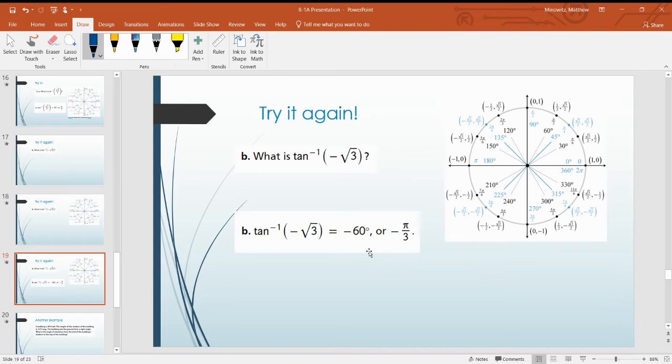If you do the tangent of negative 60 or the tangent of 300 in degrees, you'll get negative root 3 as an answer. Also, the other angle that would work is 120 degrees. The inverse tangent of negative square root of 3 also could be 120 degrees, but your calculator is only going to give you, for tangent, the first or the fourth quadrant. Very similar to sine.